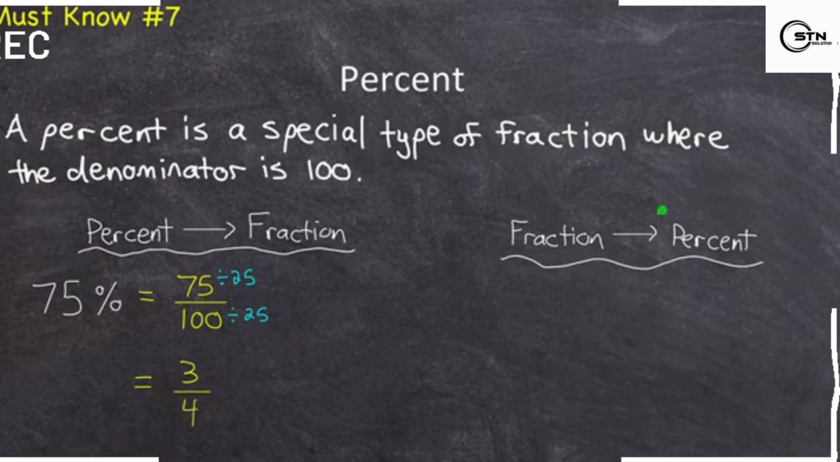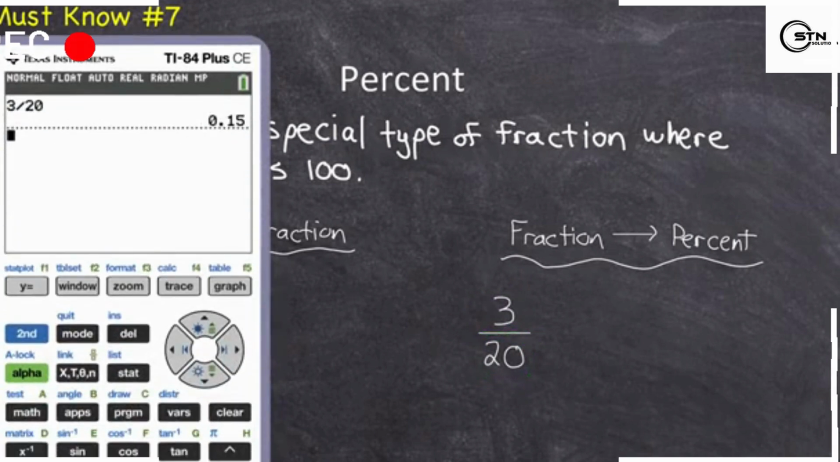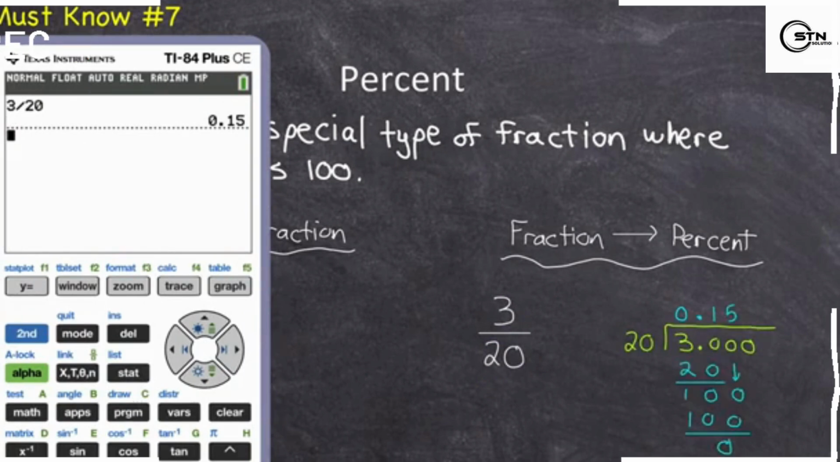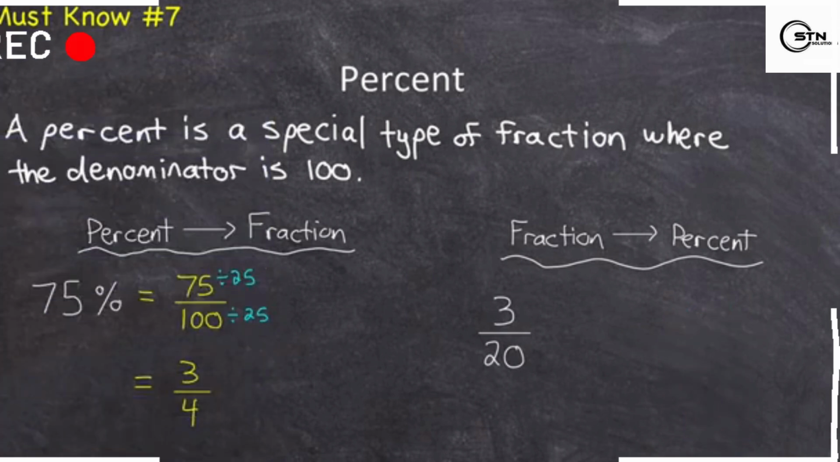Now how about if we start with a fraction and want to convert it to a percentage? Let's say we have the fraction 3 over 20. If you want to convert this to a percent, the first thing you'd want to do is convert it to a decimal value by doing the division. You could do 3 divided by 20, using a calculator or long division. And you would find out that its decimal value is 0.15.